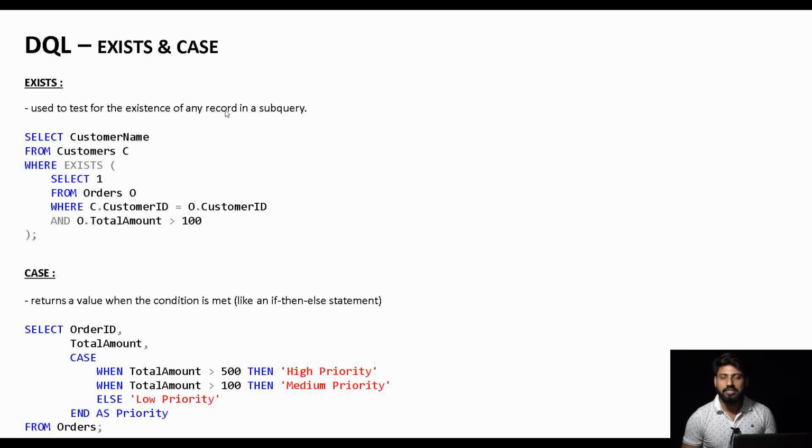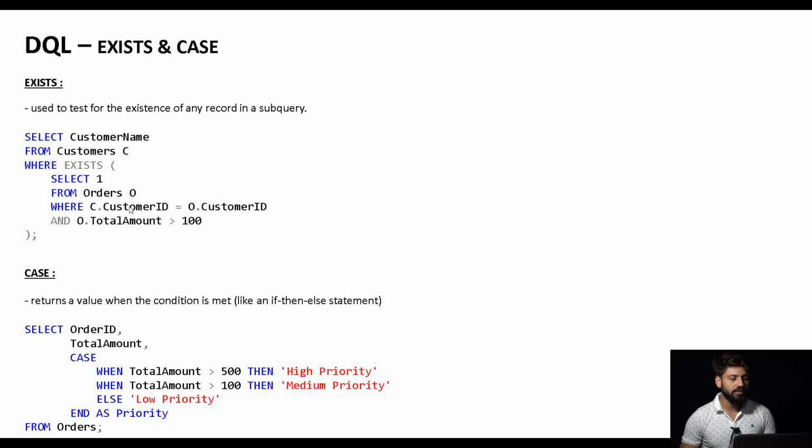What a subquery is, I have already explained in an earlier video. Let me recap. The query under the main query, that means a nested query. You can see one example in front of us. This is the main query: select customer name from customer C where exists, and inside that we have another query. This inner query is called the subquery. It is used to test for the existence of any record in a subquery.